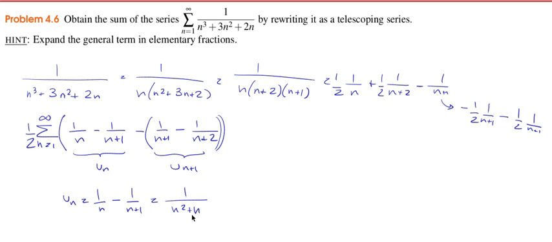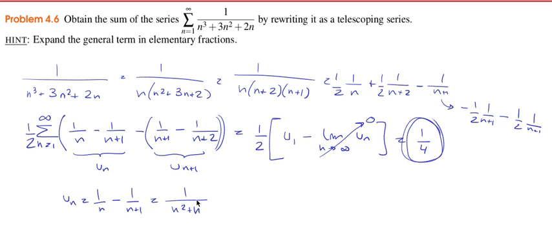And so we know that the sum for a telescoping series is 1/2, multiplying, and then we have u sub 1, because it starts at 1, minus the limit as n goes to infinity of u sub n. Well, the limit of u sub n is going to be 0. And so we have u sub 1, which is when n equals 1, 1 over 1 plus 1, 1/2. So then we have 1/2 of 1/2, which is 1/4. So that's the actual value of the series.